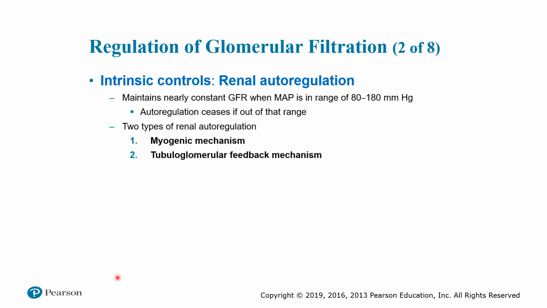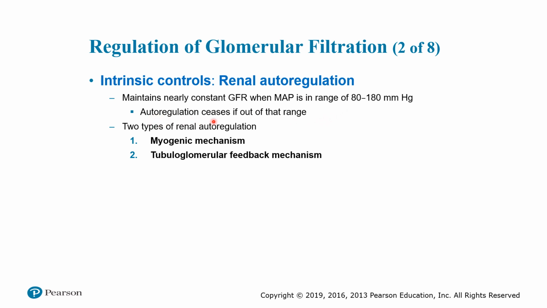Now let's go over the intrinsic controls. Intrinsic means inside, so they are the controls which are in the kidneys. The kidney is auto-regulating. That is why we call it renal autoregulation. Intrinsic controls maintain a nearly constant GFR when mean arterial pressure is in the range of 80 to 180 millimeters of Hg. This is when these controls operate and maintain the glomerular filtration rate.